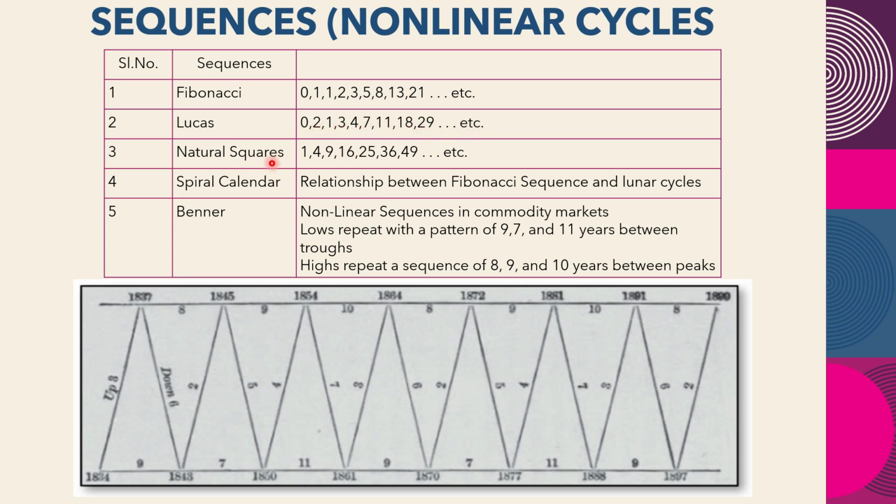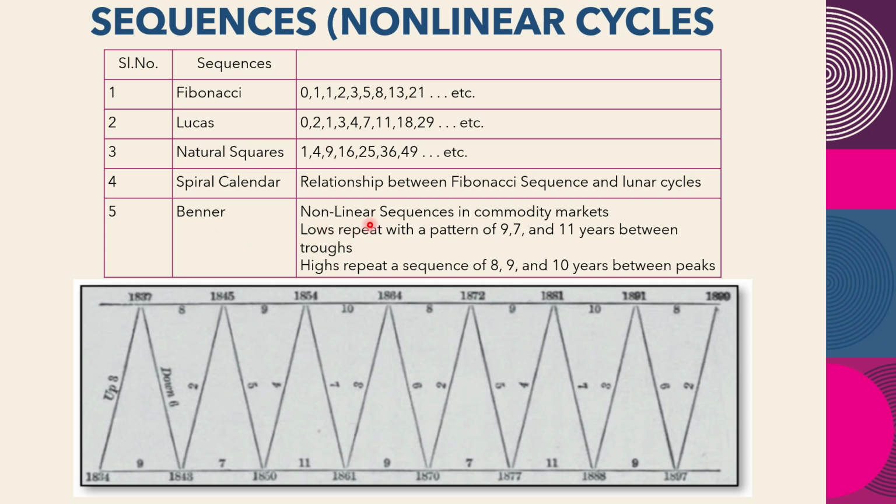And we use natural squares as well. 1 multiplied by 1, 2 multiplied by 2 is 4, 3 multiplied by 3 is 9, 4 times 4 is 16, 5 times 5 is 25. This is also applicable to the market, and we can see cycles based on natural squares as well. And there is the spiral calendar based on Fibonacci squares and the lunar cycle. Every 28 or 29 days we have a lunar cycle, and that will also have an impact on the market.